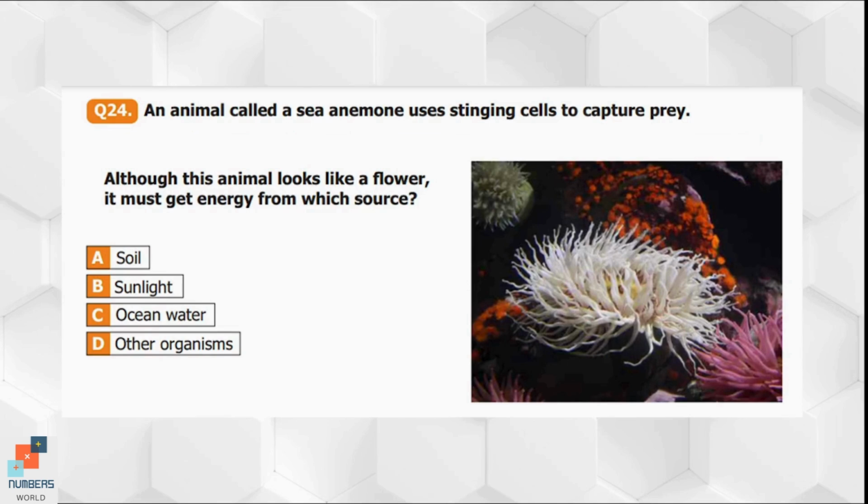Question number 24. An animal called a sea anemone uses stinging cells to capture prey. Although this animal looks like a flower, it must get energy from which source? Option A, soil, B, sunlight, C, ocean water, option D, other organisms. As this animal hunts its prey, definitely it gets energy from other organisms. So option D is the correct option here.